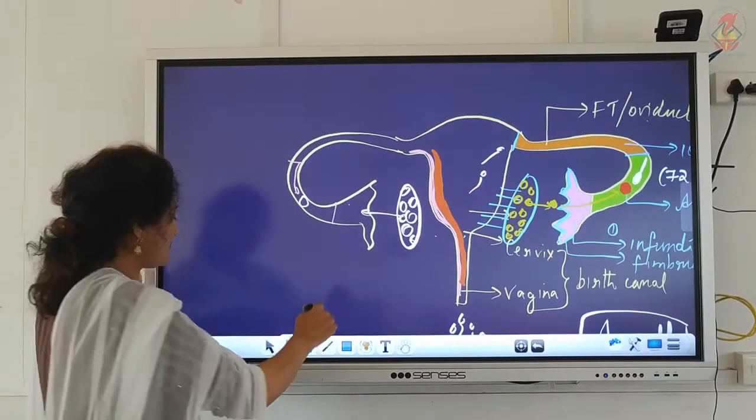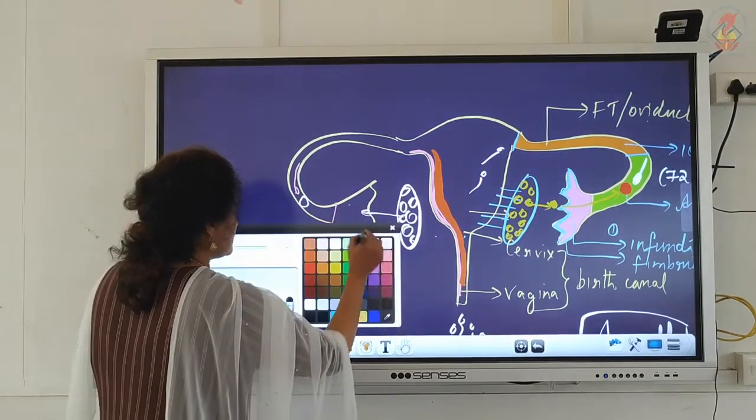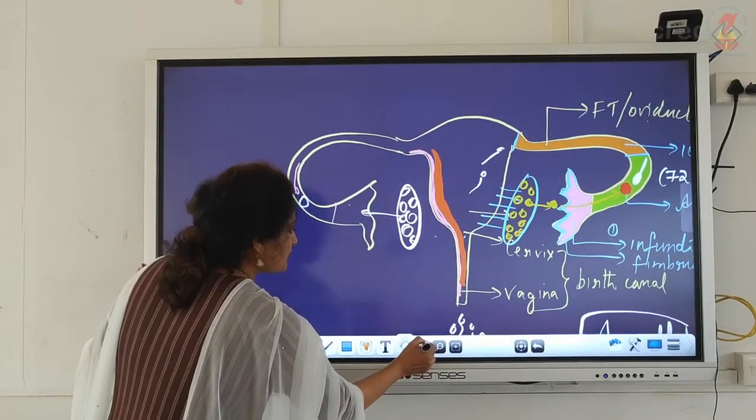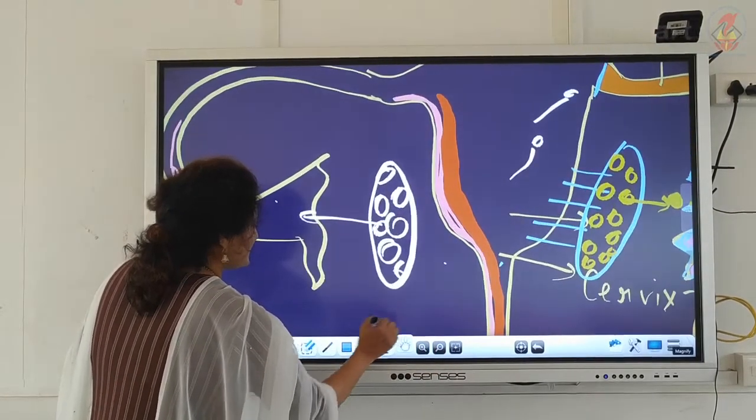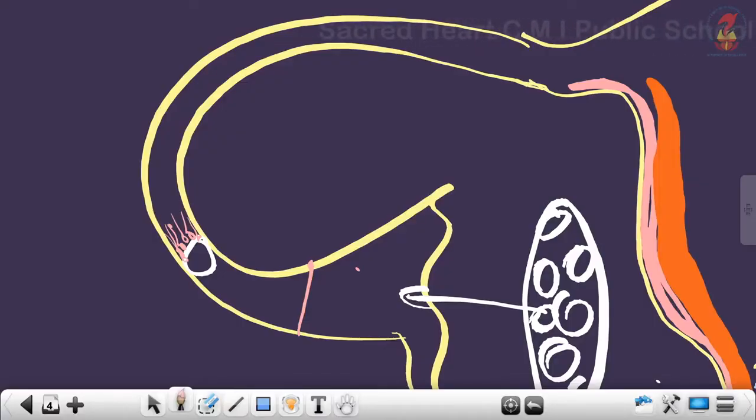Now, what happens when the egg and sperm fuse? We know the product is the zygote. I am zooming through this. Millions of sperms are in the vicinity, but only one sperm and the egg fuse. So one successful sperm and the egg fuse to form the zygote. This is the zygote. It is a single-cell structure. The sperm nucleus and egg nucleus fuse. Okay? This is the zygote.